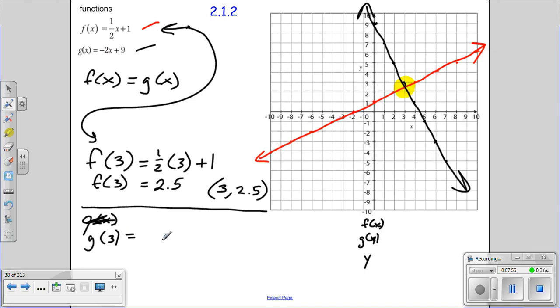So -2, again, replace the x with a 3. So that's -6 plus 9. It is +3. So we can see that the values are pretty close. This one we got a 3. This one we got a 2.5. So at this point, they're very close. So we could say the intersection is nearby, or approximately that intersection.